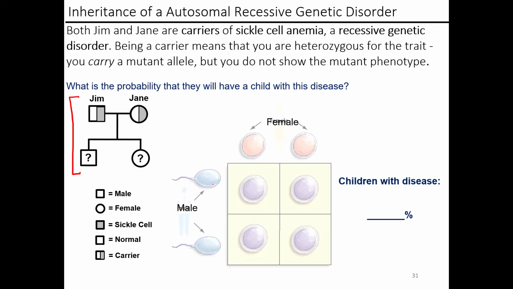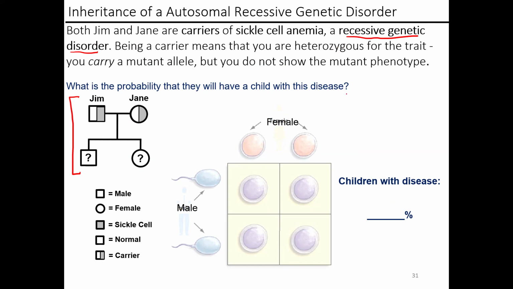So what we're essentially going to do here is identify and see how we can do this Punnett square to see what their kids are going to look like. It says both Jim and Jane are carriers for sickle cell anemia, a recessive genetic disorder. So just like that, we learned something incredibly important. We know that they are going to be recessive.